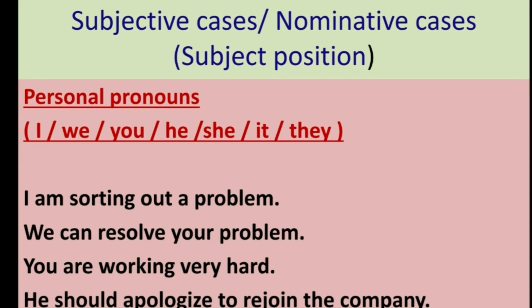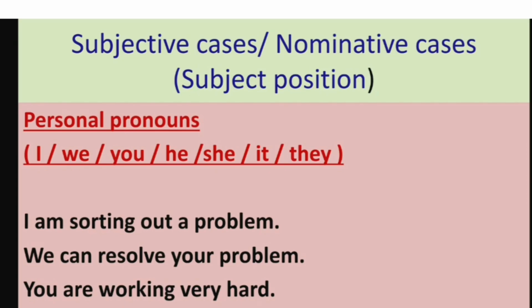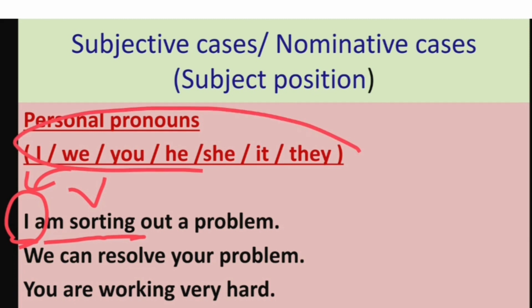First one, I am sorting out a problem. Who is sorting out? I am sorting out. So, I is the subject, and this is a pronoun which is used before a verb. So, these are the verbs and this is used before it. So, it is a nominative case. Can I use this word in the middle of the sentence? No. We cannot use these personal pronouns in the middle of the sentences or at the end of the sentences.